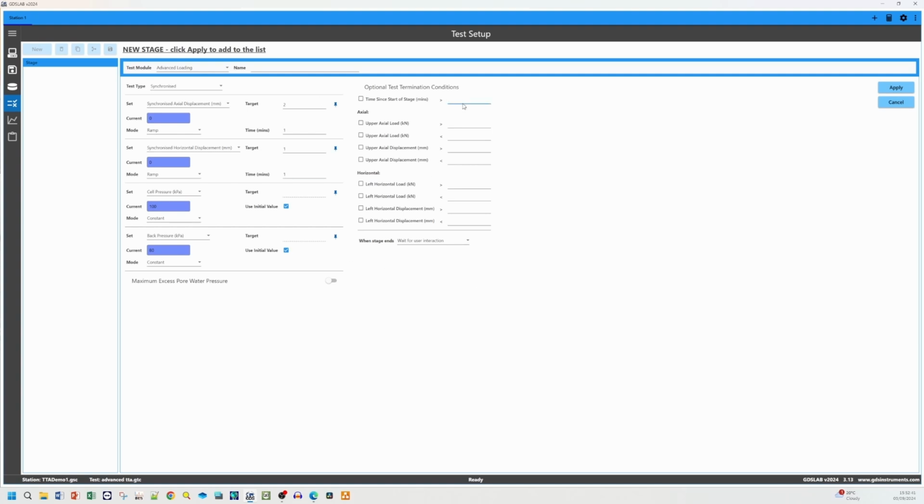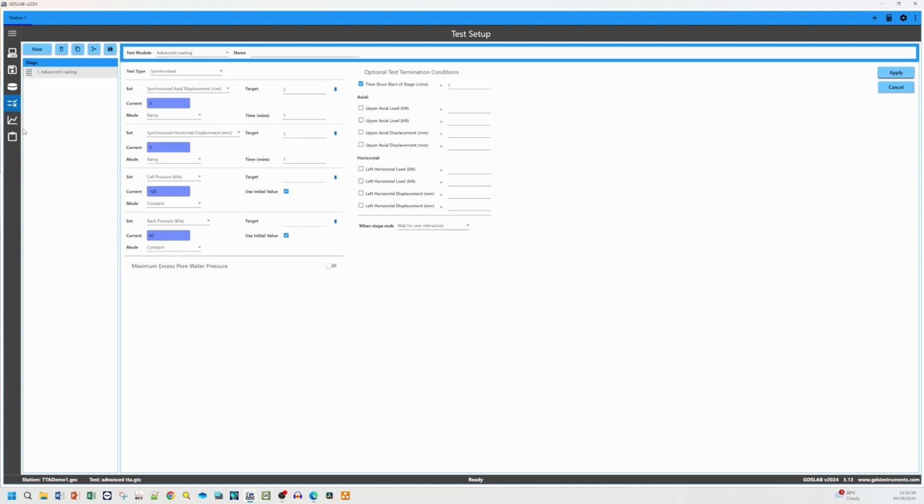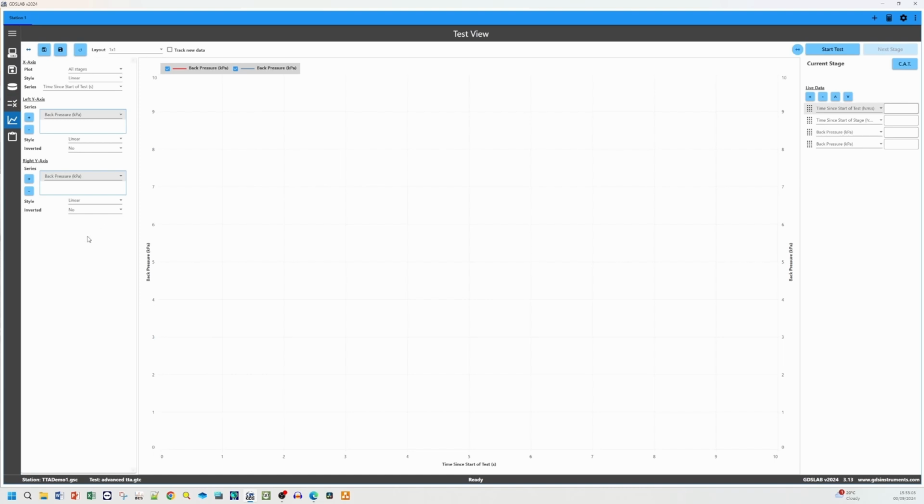Then you have your usual optional test termination conditions, any of which you can use to stop the test if any of these values go over. In my case, I'm just going to use the time since start of stage, and I'm going to set that to 2. So this is my example of all of the values that I'm going to put in. Once you've put in the values that you want, you can go ahead and click apply and then go to start the test.